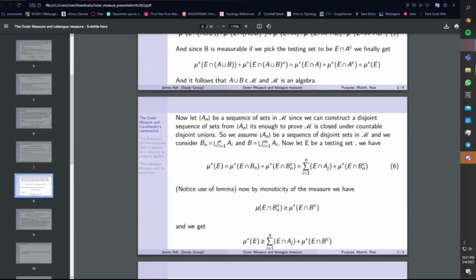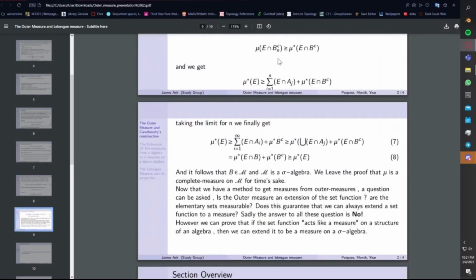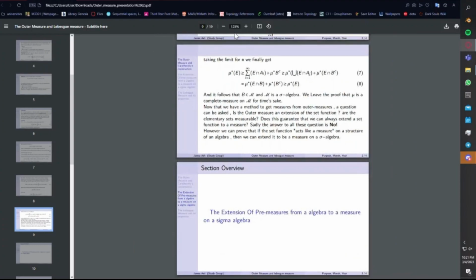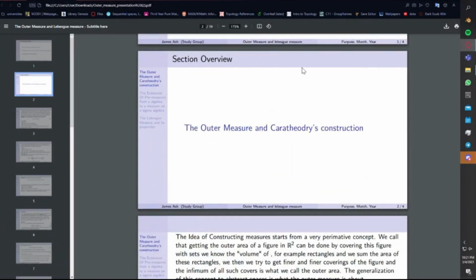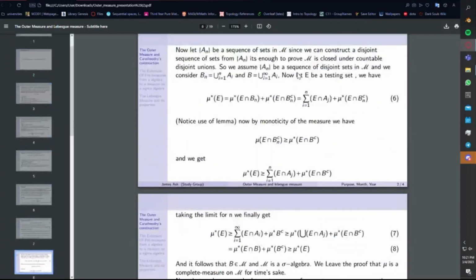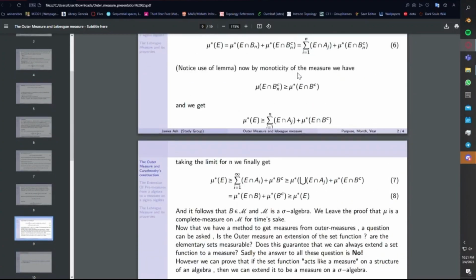That's why I want to include the proof of Carathéodory's theorem here. And I think that's basically it for the presentation. If anyone has any more questions about anything or any detail that wasn't clear, I can hear them now.